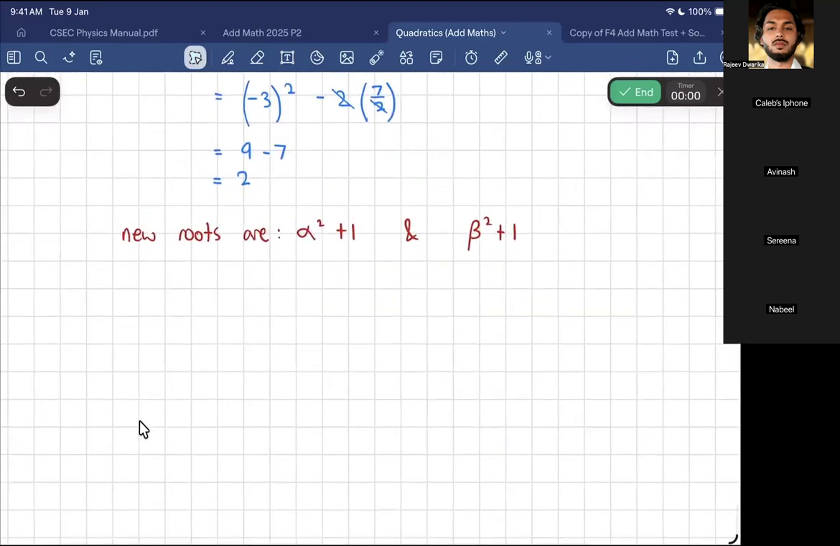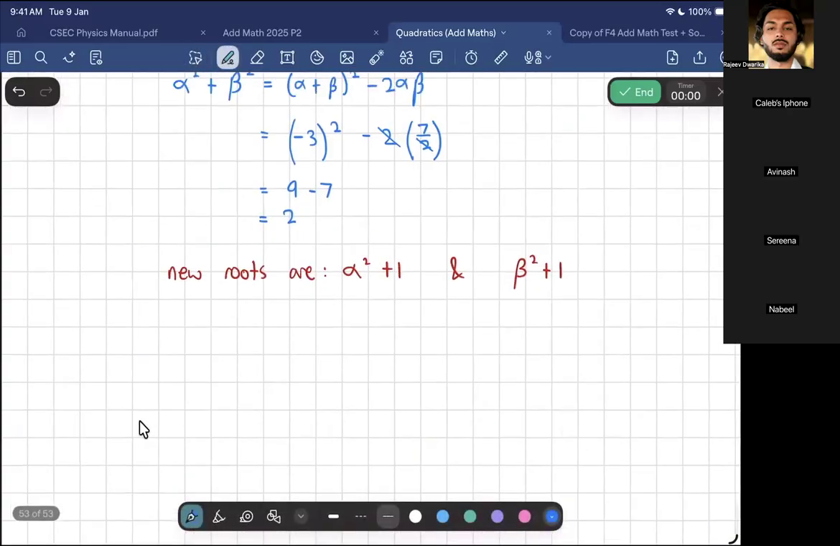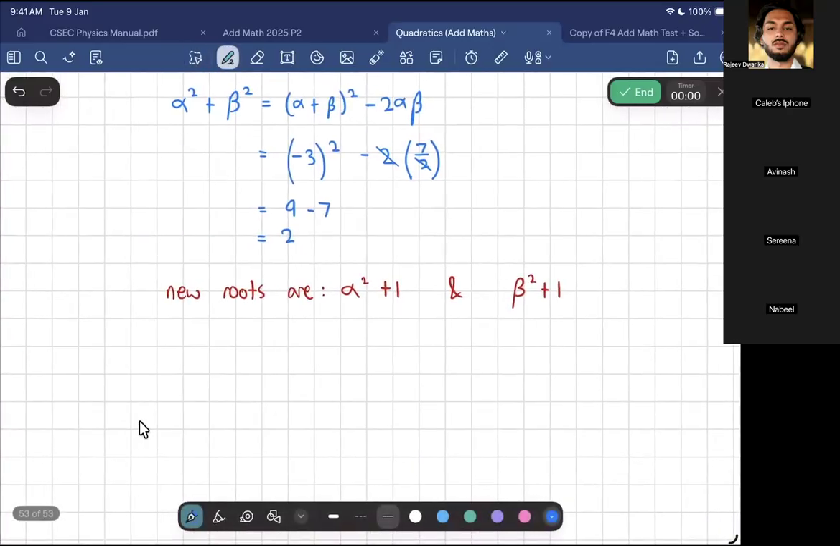Right. So, Caleb, my new roots are alpha squared plus 1 and beta squared plus 1. So my new sum is going to be what? What is my new sum going to be? New sum of roots: alpha squared plus 1 plus beta squared plus 1.